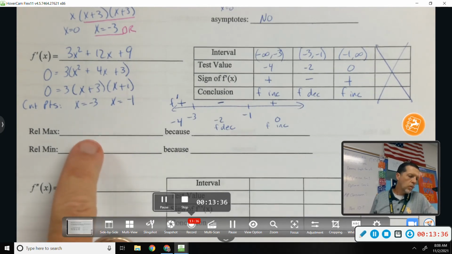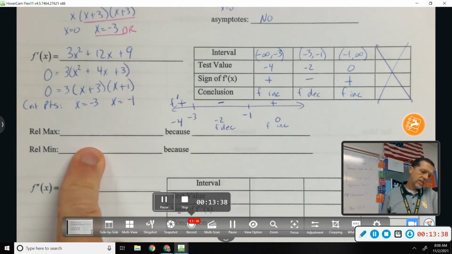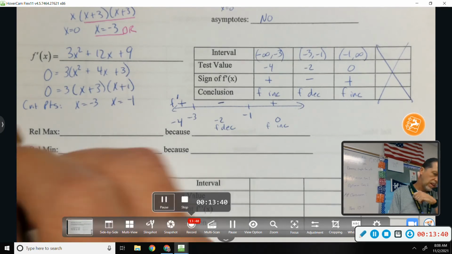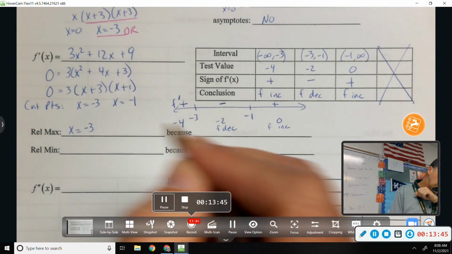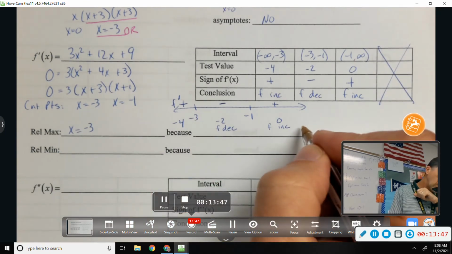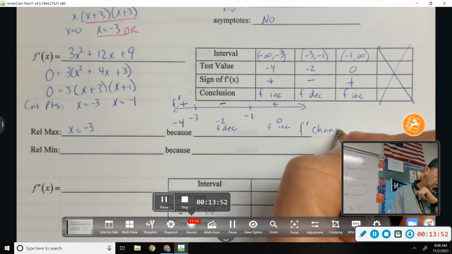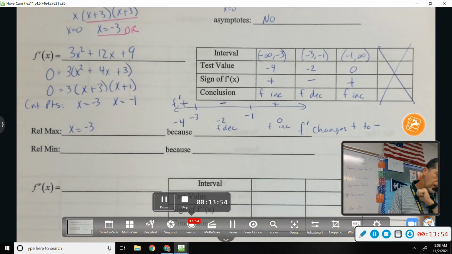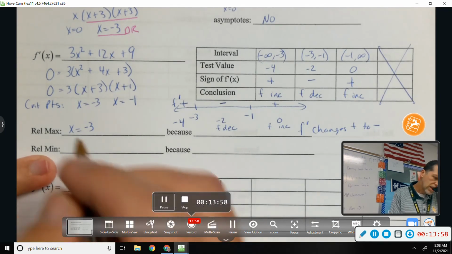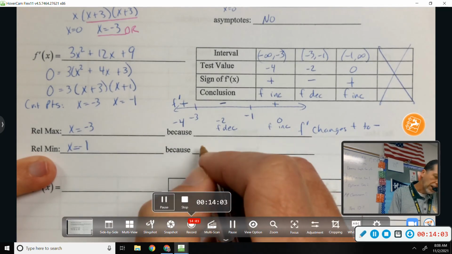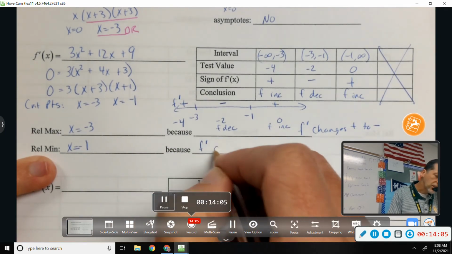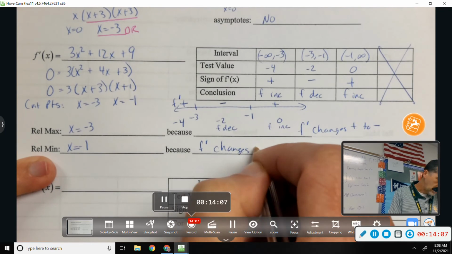So where is there a relative max? Negative 3. How did you know that? f prime changes from positive to negative. And a relative min? Negative 1. And same, well, not exactly the same reason, sort of the opposite reason: f prime changes from negative to positive.